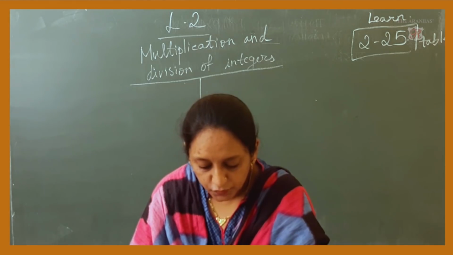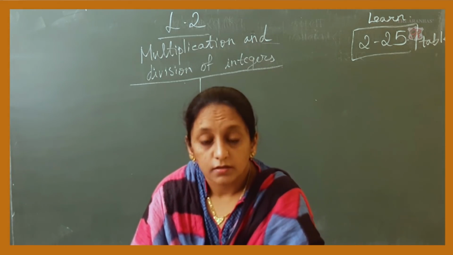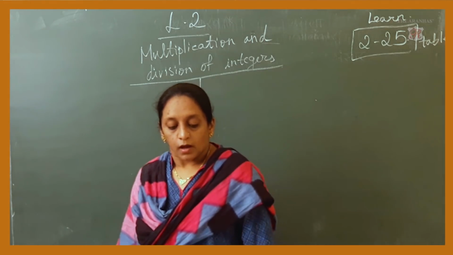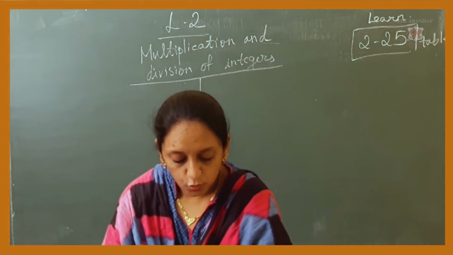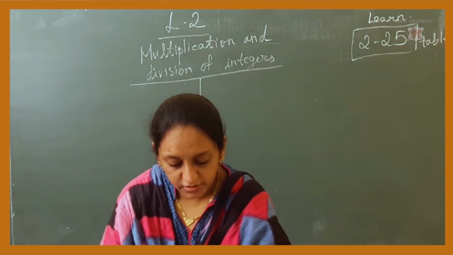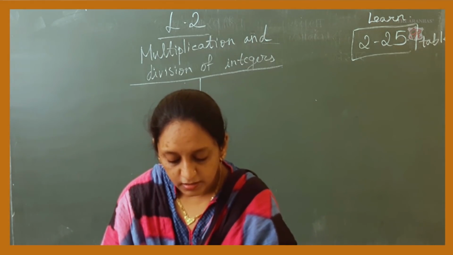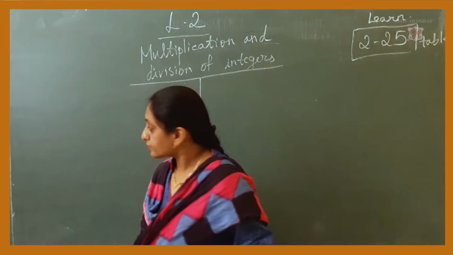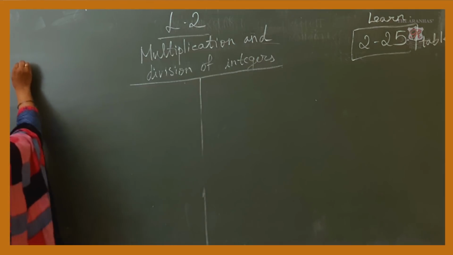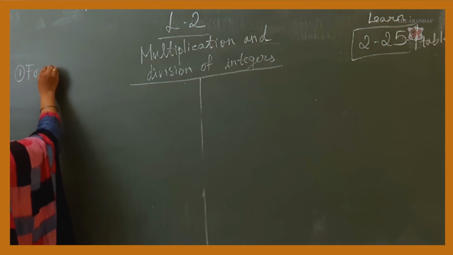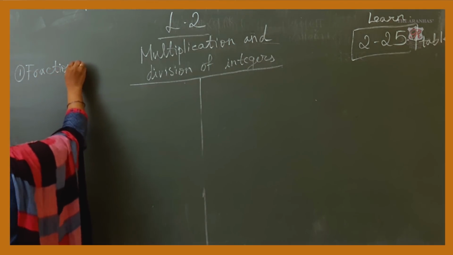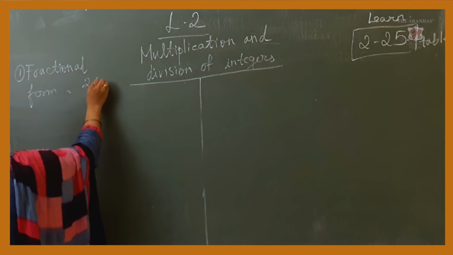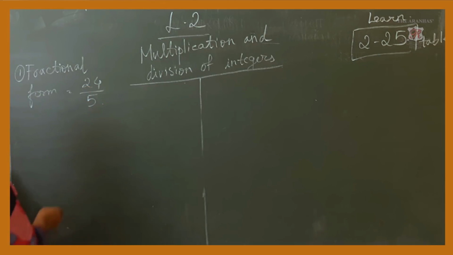Write 3 divisions of integers such that the fractional form of each will be 24 upon 5. I am solving practice set 9, question number 2 for you. Now see students, the fractional form should be 24 upon 5. This is the answer which we should get. So, this is a new type of question for you.